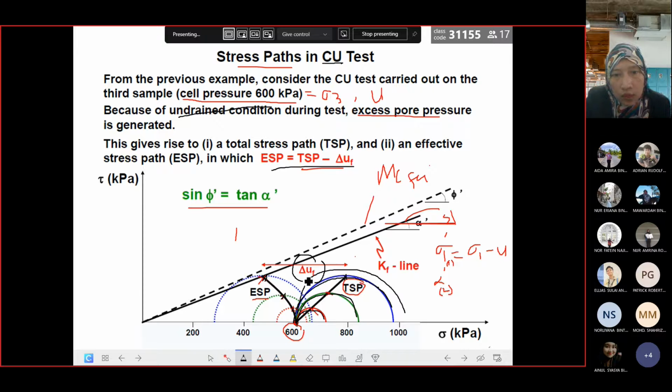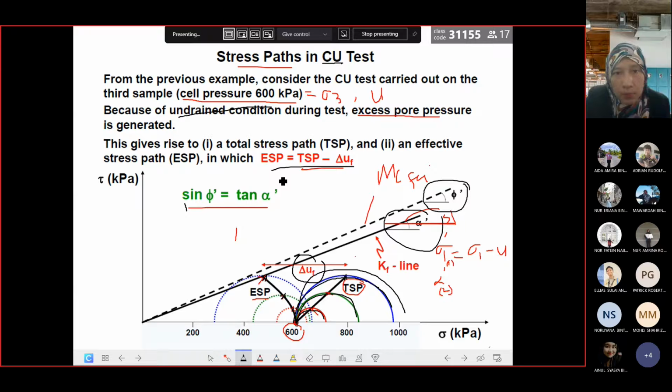So you akan ada satu keadaan di mana the final stress path line, the failure line of the stress path. So this indicates to you the KF line. KF line is a failure line of the stress path. Yang dash line ni pula mewakili Mohr-Coulomb failure envelope. So the Mohr-Coulomb failure envelope is generated to give you this effective phi. Meanwhile, daripada KF line, they can give you the effective alpha. So the effective alpha dengan effective phi ni can be related dengan satu angle ataupun satu equation iaitu sin effective phi equal to tangent effective alpha.